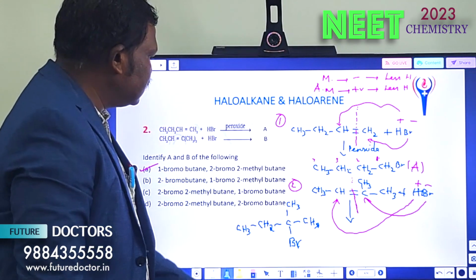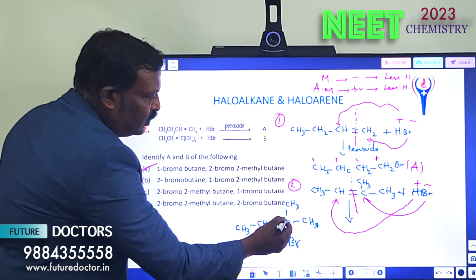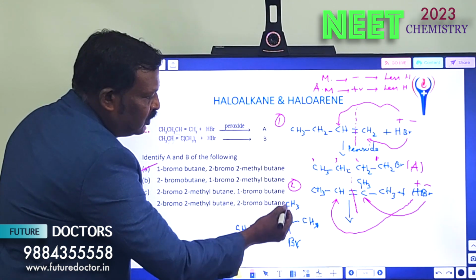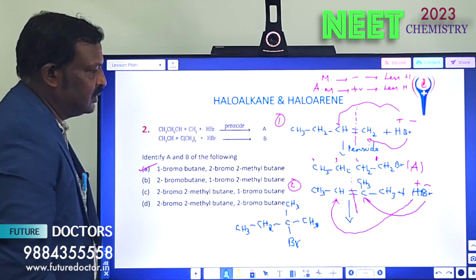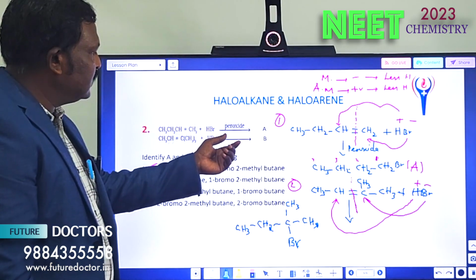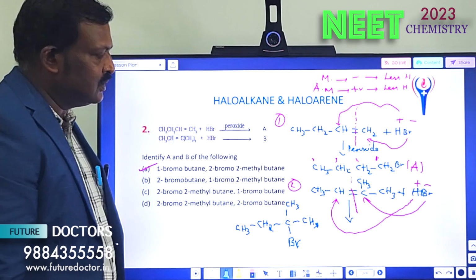Now what's the name of the compound? So you give the number 1, 2, 3, 4. Carbon 2 has bromine. 2 bromo, 2 methyl butane. 2 bromo, 2 methyl butane. So A is the correct option. Understood? So here it is based on Markovnikov rule; the other would be based on anti-Markovnikov rule. I said one question. Okay.